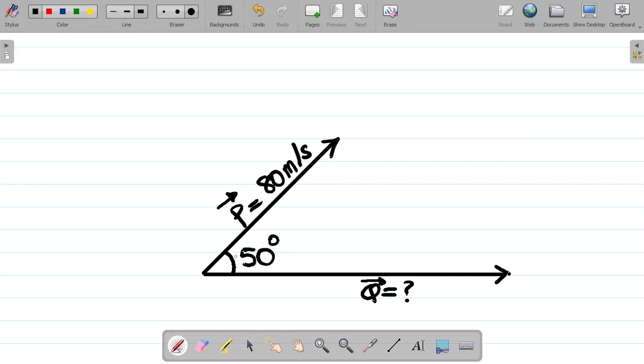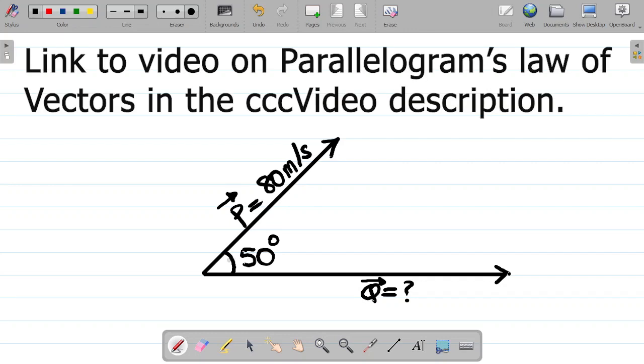Now to solve this question, we need to use a law called the parallelogram law of vectors. We've treated that in our previous class. If you missed our previous class on the parallelogram law of vectors, I'll leave a link to that class in the video description. So check the video description to see a link to get the full class.